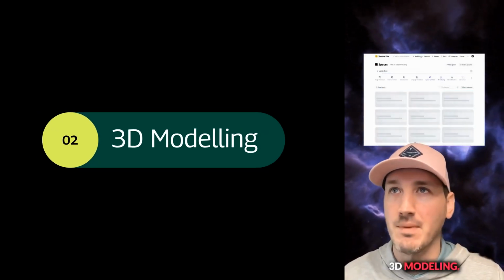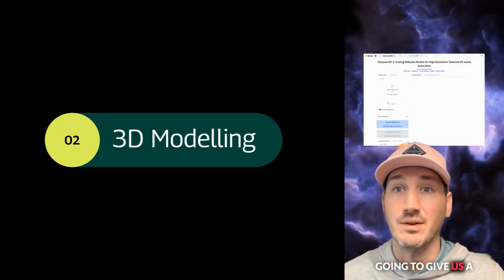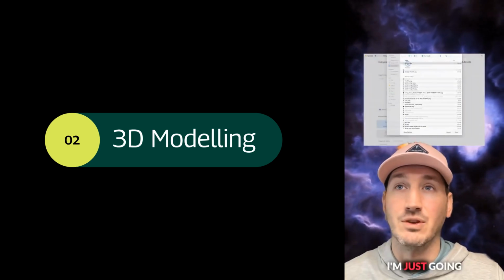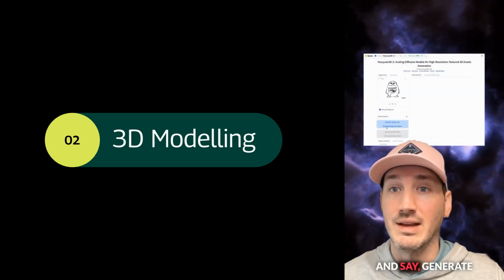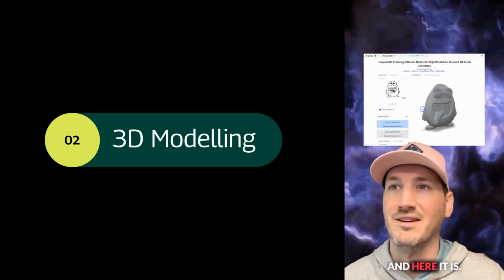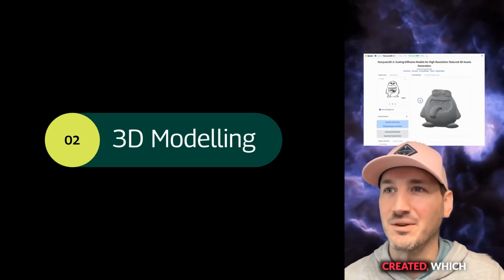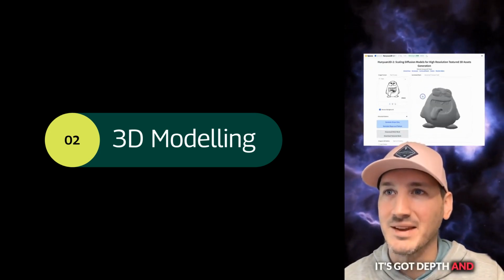All right, let's check out another one, 3D modeling. We're gonna drop in an image here, and it's gonna give us a 3D rendering of it. I'm just gonna drop in this cartoon drawing and say, generate the shape and texture. And here it is, we have a 3D model of the cartoon we just created, which is pretty crazy. It's got depth and everything to it.